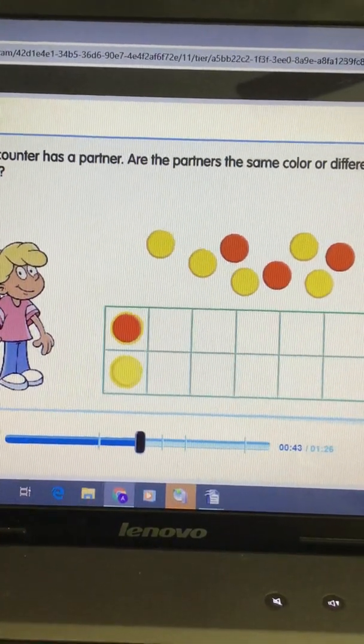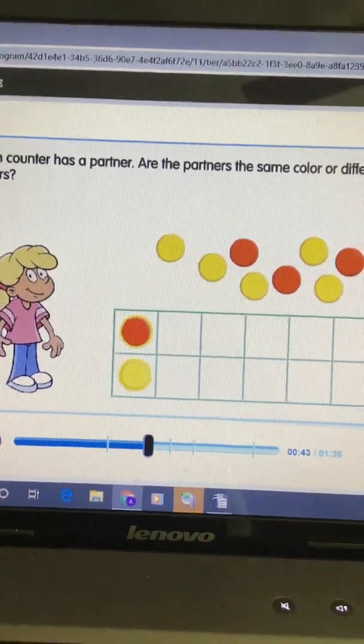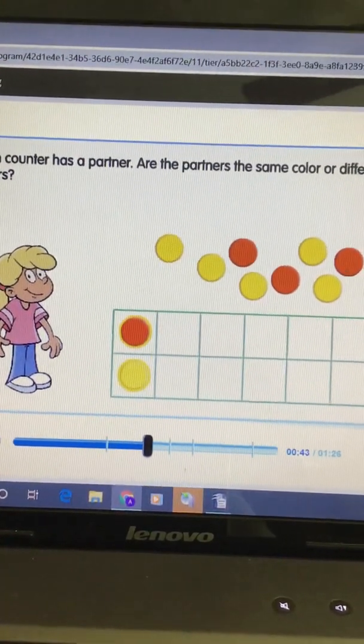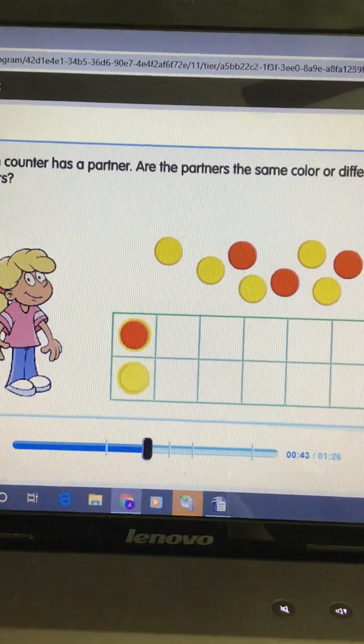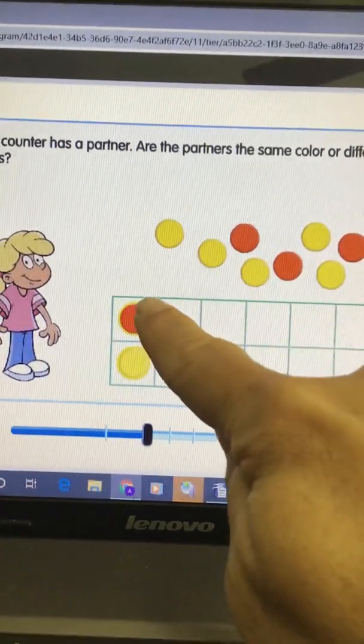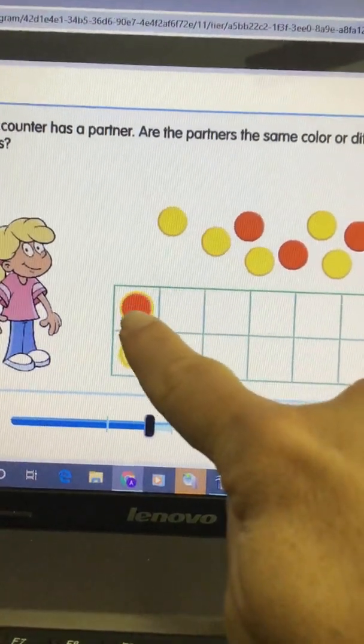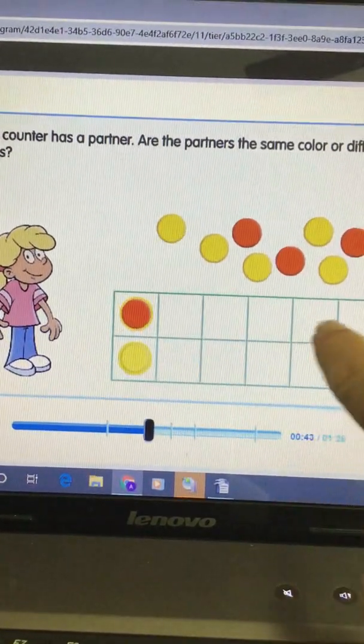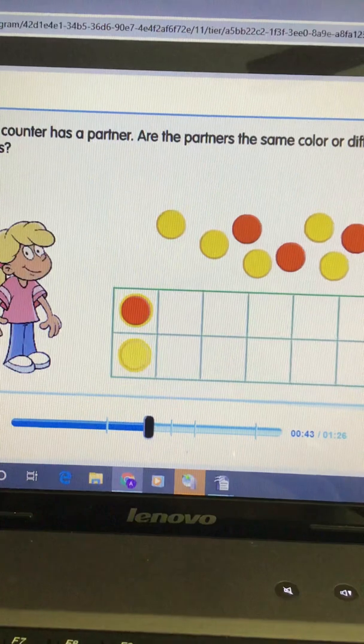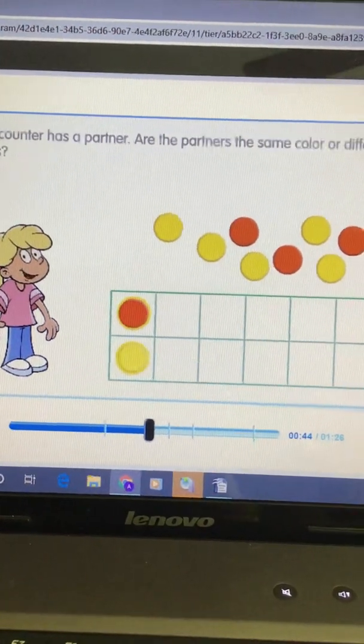So they're showing us that if we want to answer the question how many more or how many less there are, we can put them on the graph. So we're going to end up putting all the red up top and all the yellow down below, so then we can match them and see where they are the same, which ones have the partners, and then which ones don't. They are different colors.